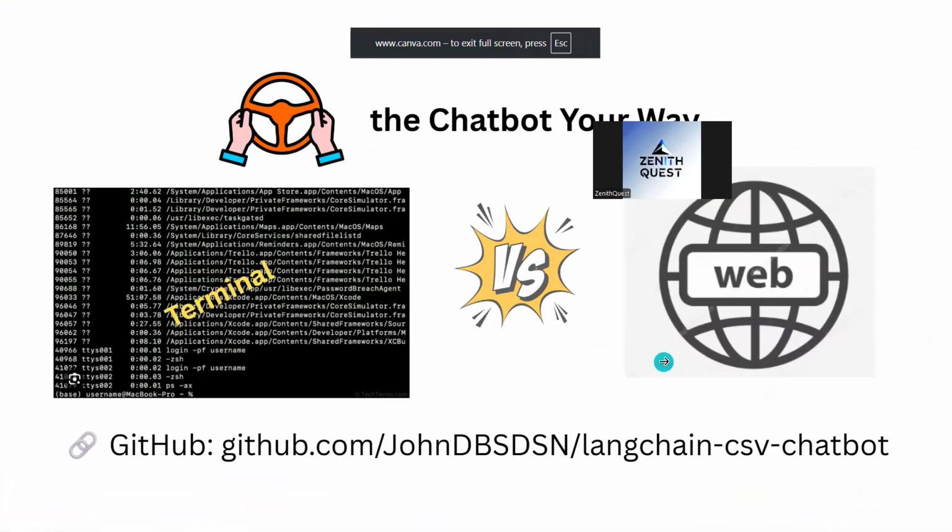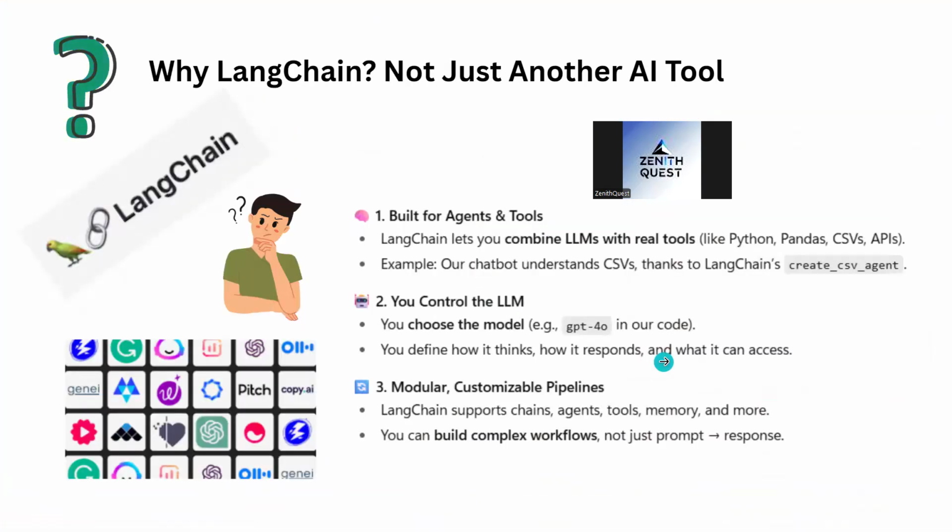So we have seen the demo here, and why we need to use LangChain. Okay, the same thing can be done in an AI tool also, right? So why? Because here's the difference. LangChain is not just about chatting with an AI. It lets you connect the AI to real tools. In our demo, LangChain creates an agent that actually reads and understands the CSV using Pandas behind the scenes. And we have full control. We told it to use OpenAI's GPT-4, but you can swap whichever model you like.